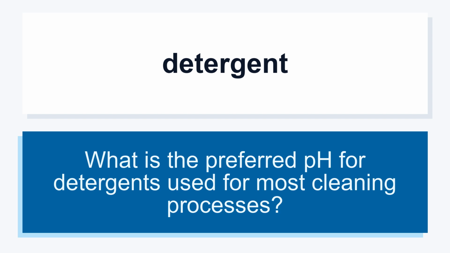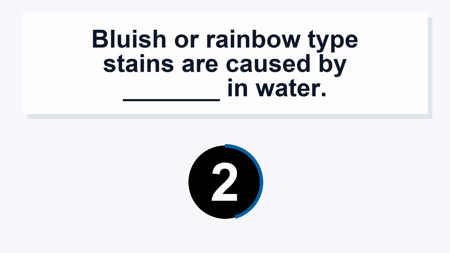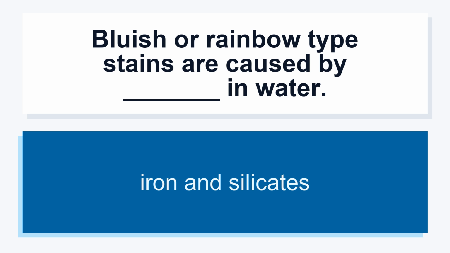What is the preferred pH for detergents used for most cleaning processes? Bluish or rainbow type stains are caused by iron and silicates in water.